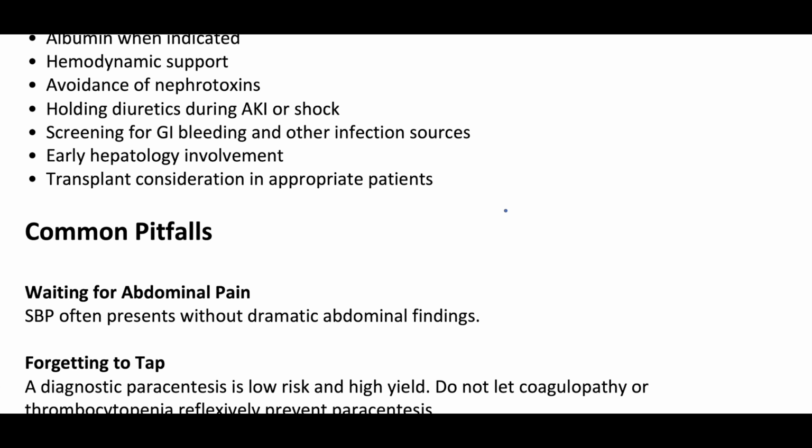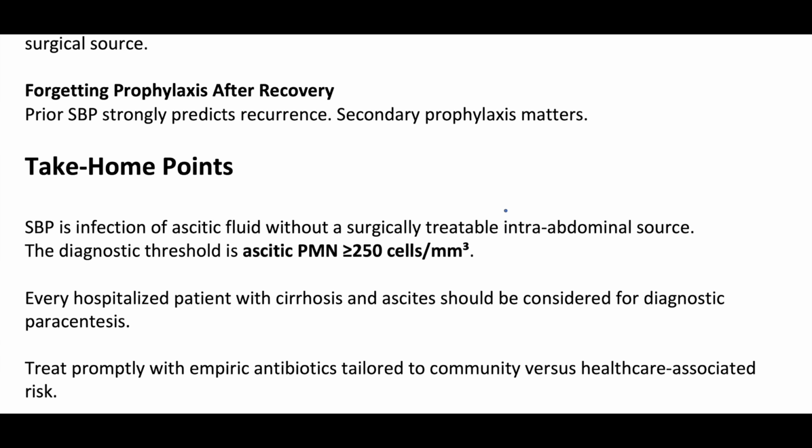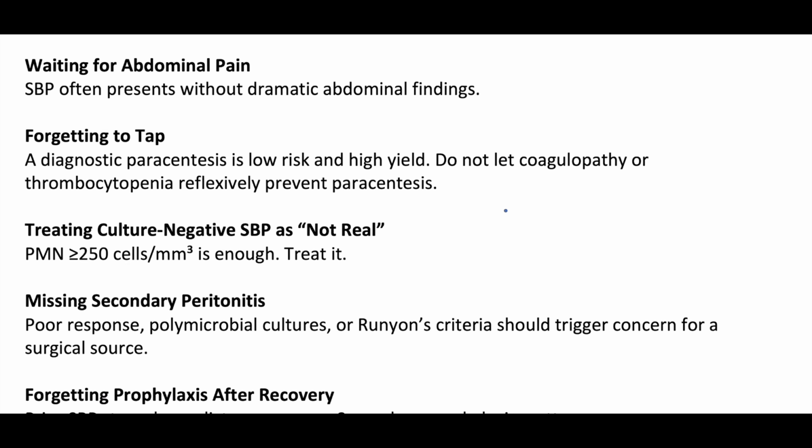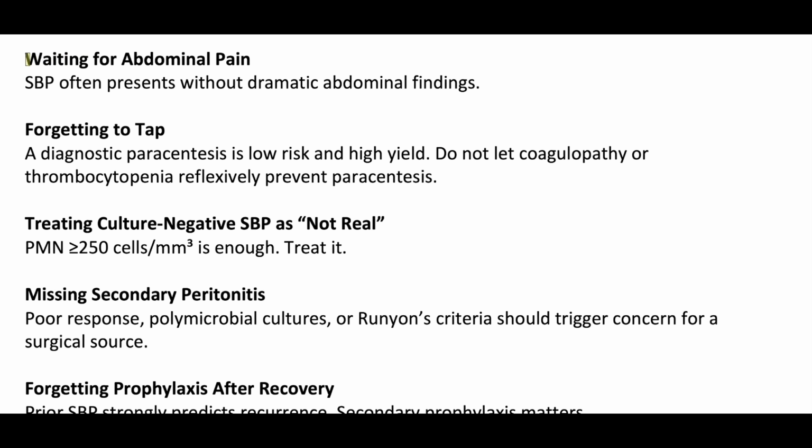All right, we're getting towards the end here. We're going to talk about some common pitfalls, some take-home points, and then we'll have our 3 practice questions to see if we learned anything. Pitfall number 1, waiting for abdominal pain. This is huge, right? Oh, they don't have SBP, their abdomen doesn't hurt. SBP can present without dramatic abdominal findings. We have to be really careful about anchoring on severe abdominal pain. Now, if they do have abdominal pain, suggestive, right? But if they don't, that does not rule it out the same way. It might almost rule out other intra-abdominal pathologies.